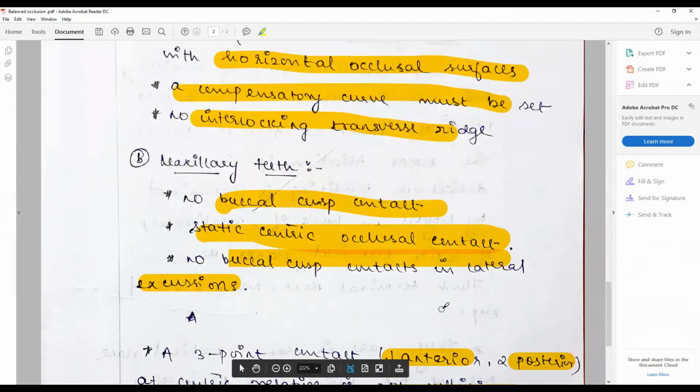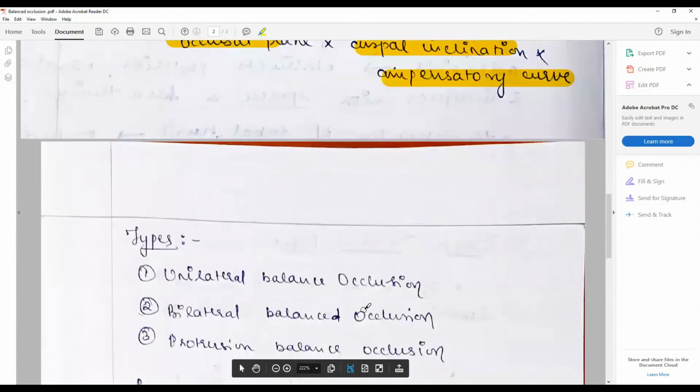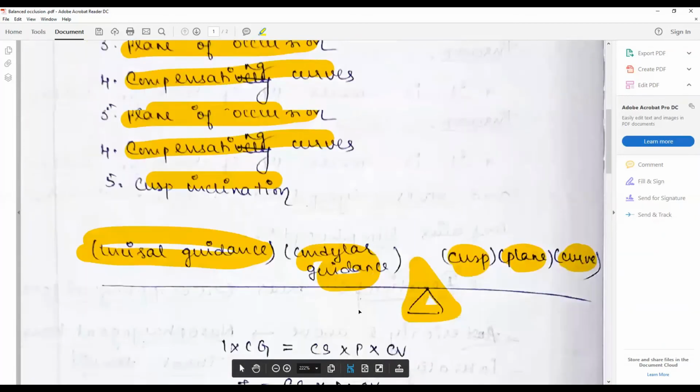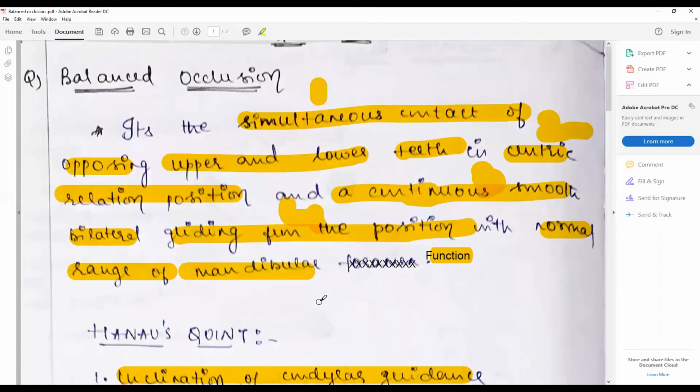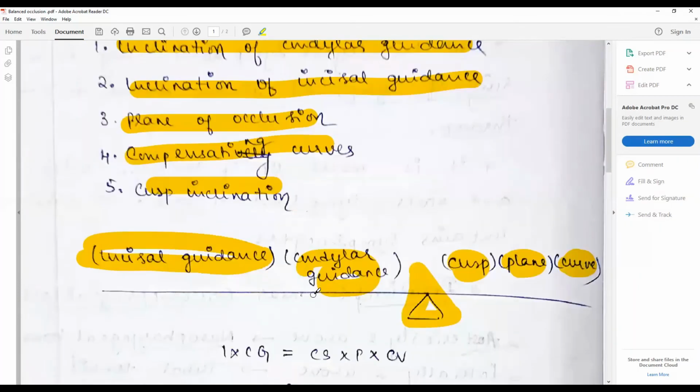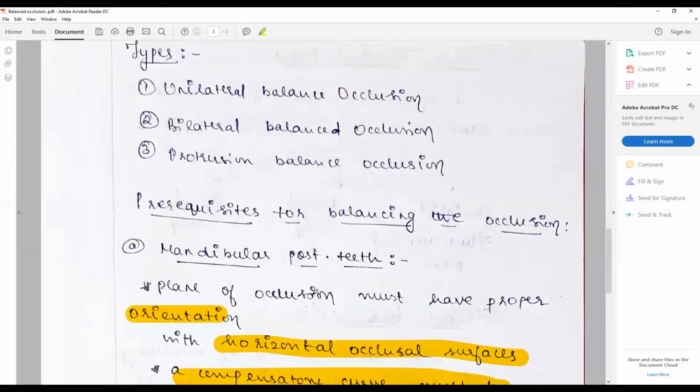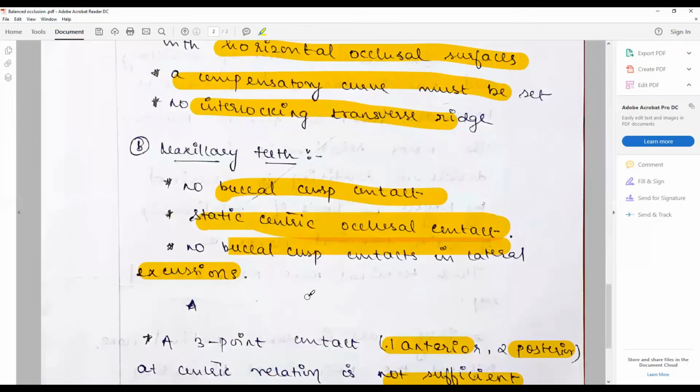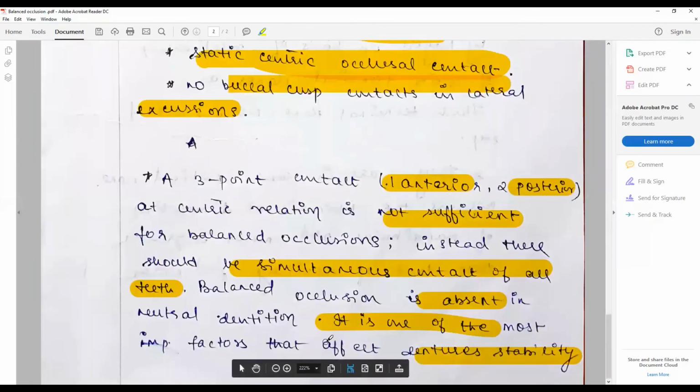If you don't pay attention to balanced occlusion in dentures, the probability of the denture not being stable is very eminent. So balanced occlusion is not usually seen in natural dentition, because a lot of compensation by tooth position happens there, whereas in dentures you need to recreate it. So this is very important, and that is the clinical significance.